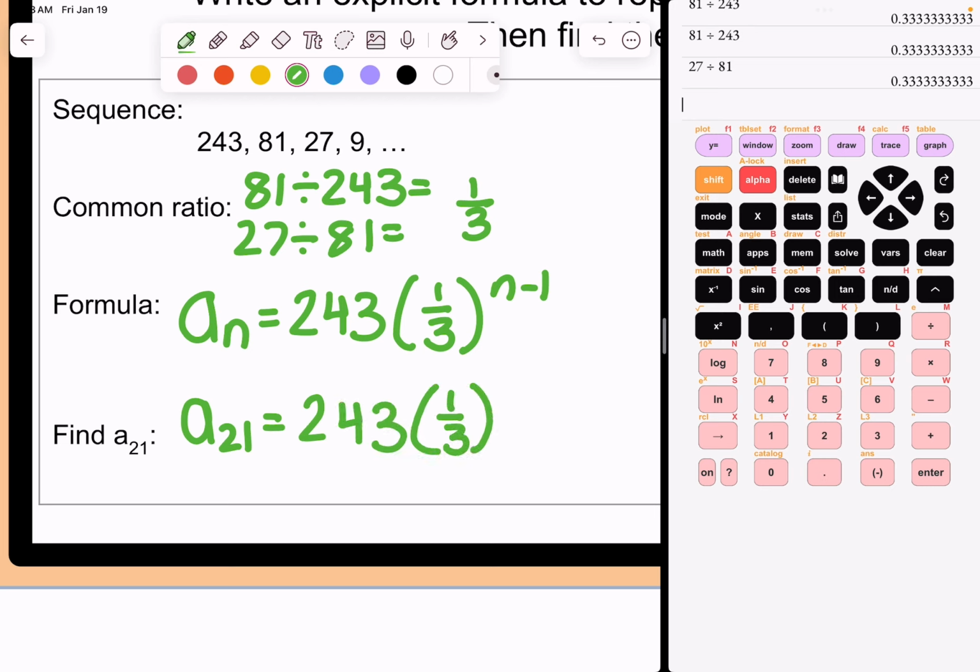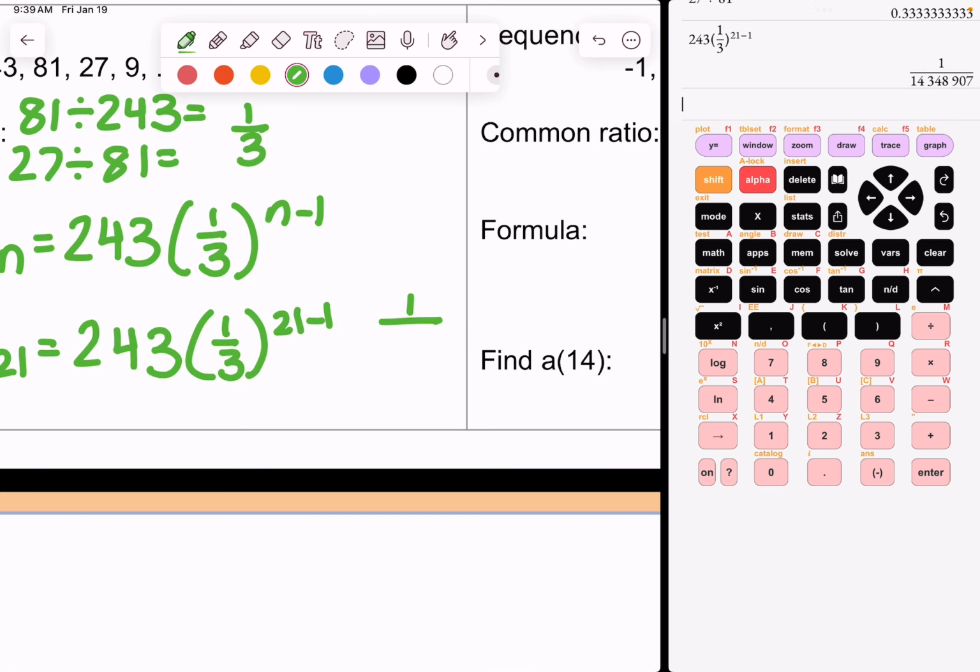All right, let's see, 243, and then we have 1 over 3. And we're going to raise that to the 21 minus first power, which gives us this big old fraction, 1 over 143,48907. All right. Usually on the Regents, we won't get these big old fraction numbers like this, but it's just so you get the practice in.